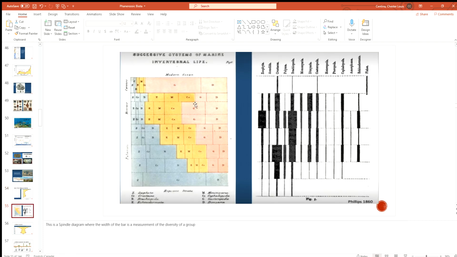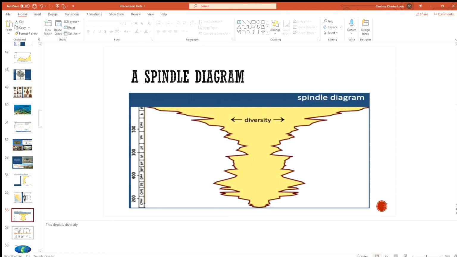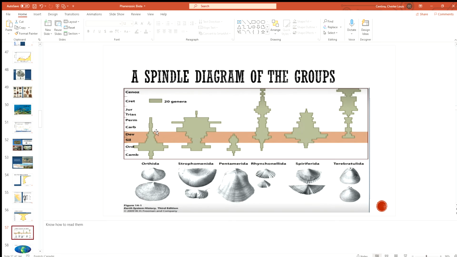Okay, so this is a spindle diagram. This is very confusing, but basically what the spindle diagram means is that the width of the bar is a measurement of the diversity of the group, and then this length going up and down is how much it persists. Yes, okay. The wider it is, the more diverse. So here is a spindle diagram of these groups right here.